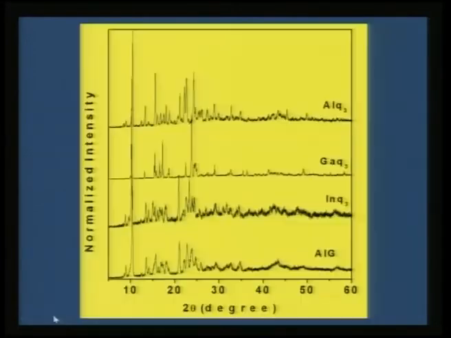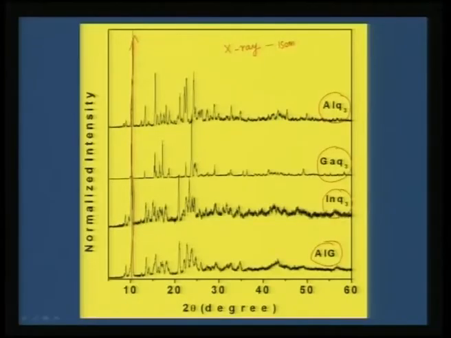I will show you the X-ray diffraction data of AlQ3, gallium Q3, indium Q3 and the solid solution. If you see here, all these patterns have a common 100% peak at 10 degree, which means principally they are all X-ray isomorphous, and because they are X-ray isomorphous, it is possible to have all the 3 atoms together in the same molecule. Why are we looking at it?